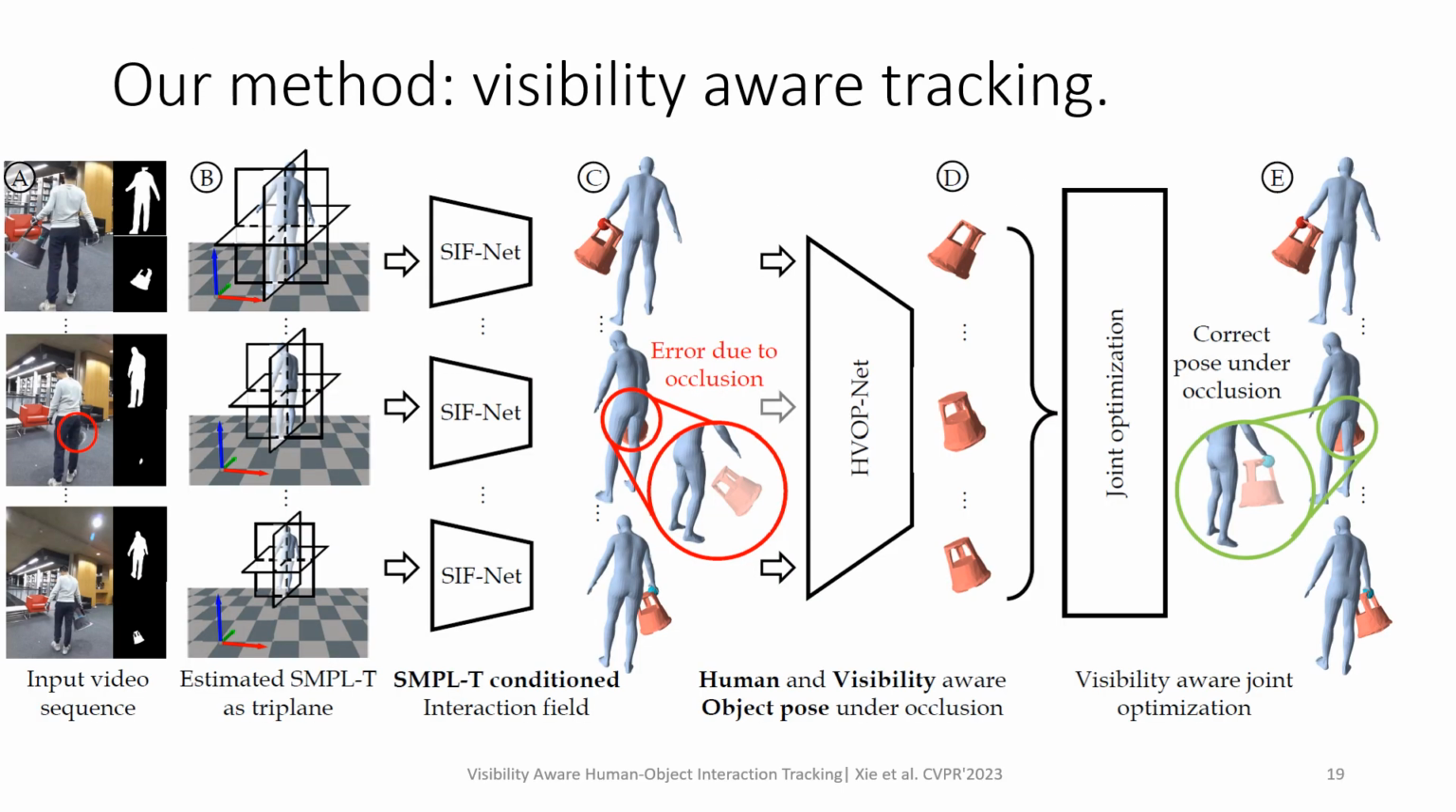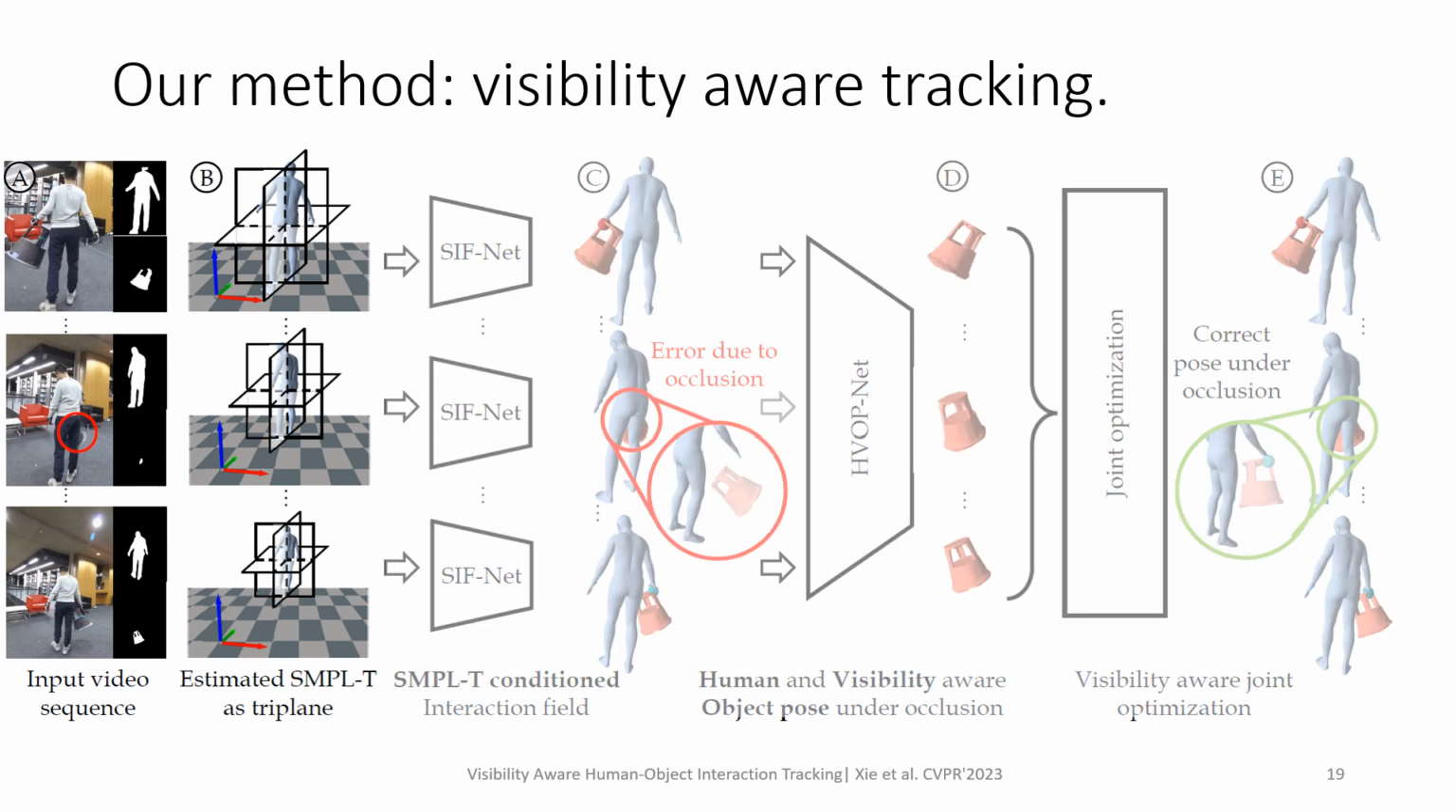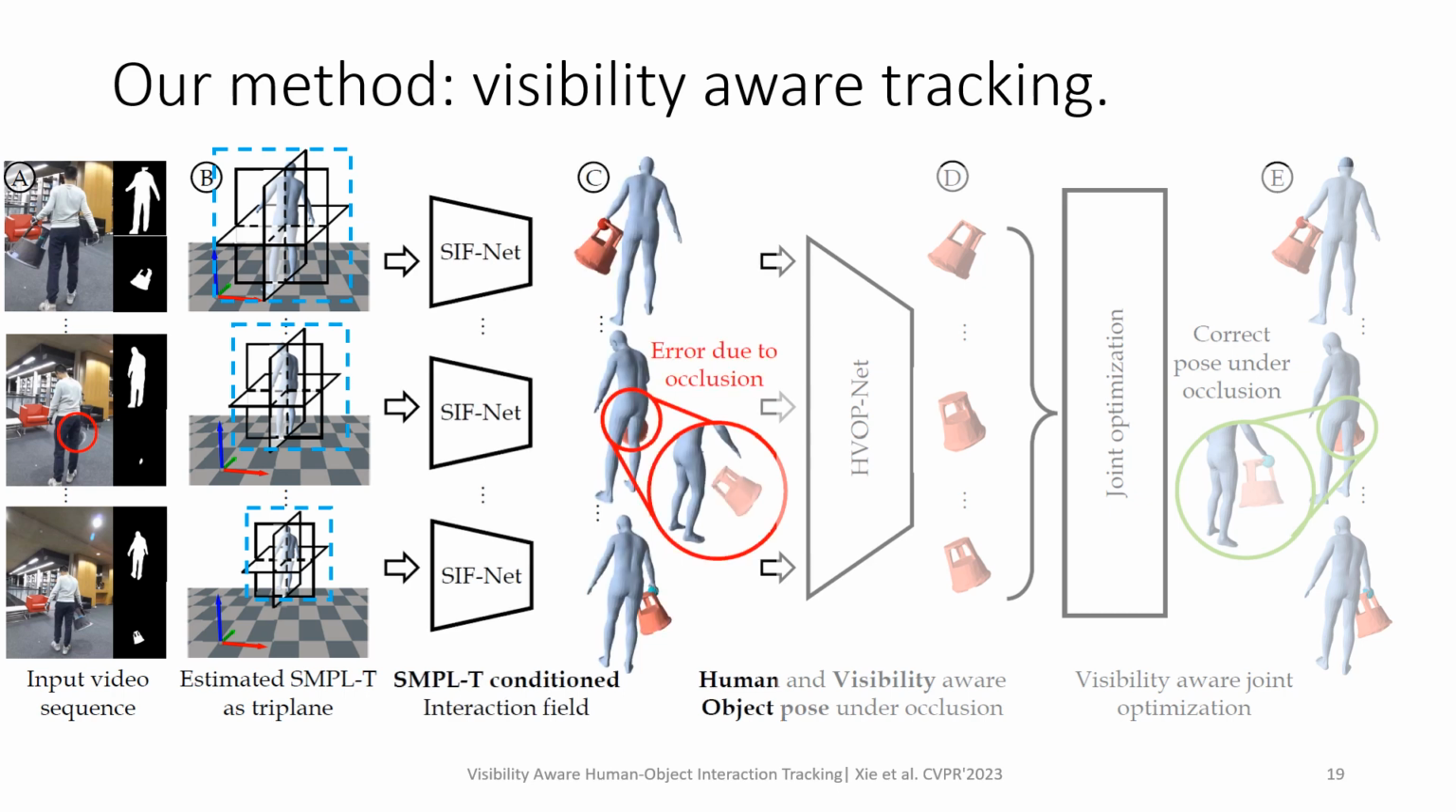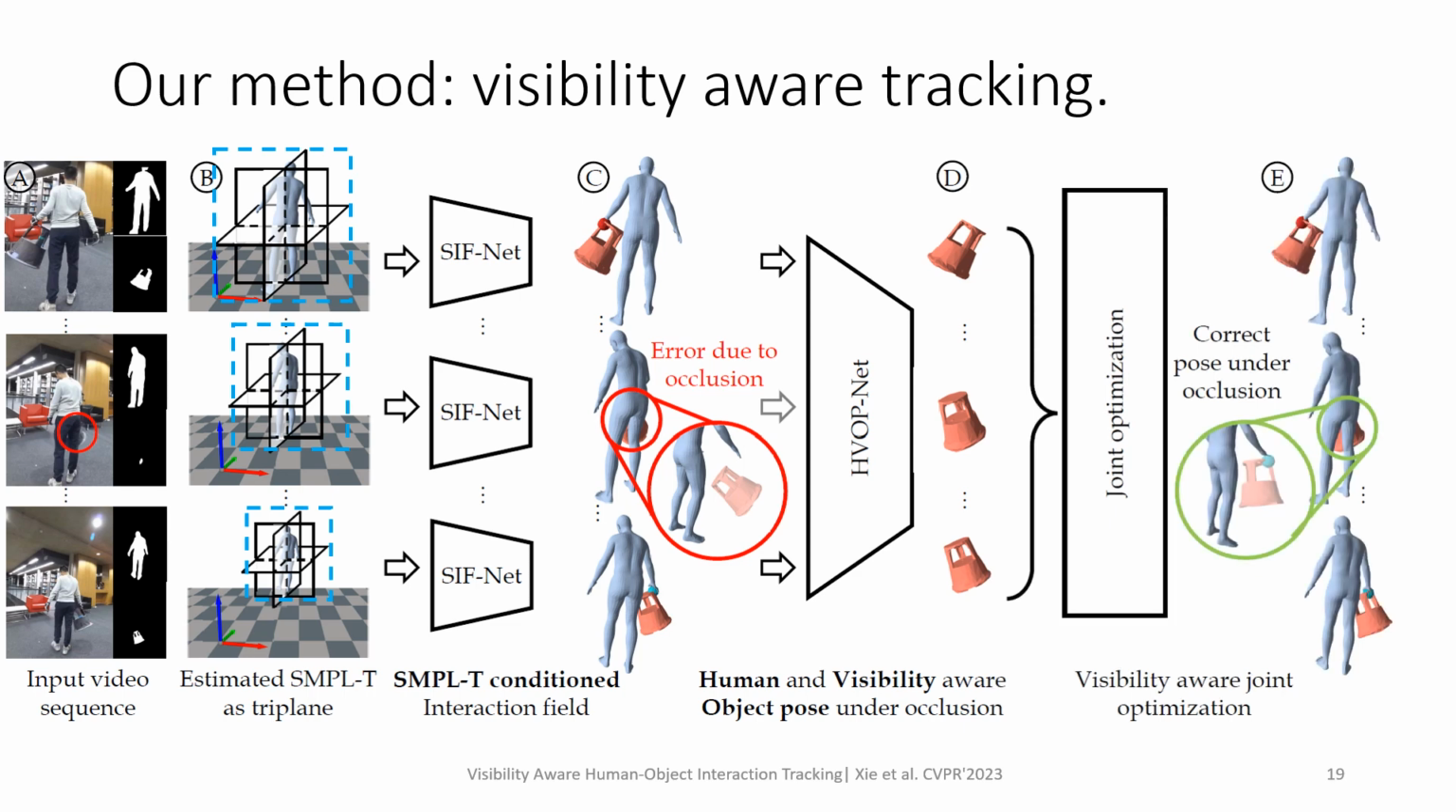Based on these ideas, we built our method as shown here. First, we estimate the SMPL-T meshes that have consistent relative translation across the video. We then encode the SMPL-T meshes using triplane to provide distinct features for each query point. This improves overall prediction but still does not handle the occlusion problem. We then use a human and object visibility-aware network to predict the object pose under occlusions. And finally, we jointly optimize both human and object.